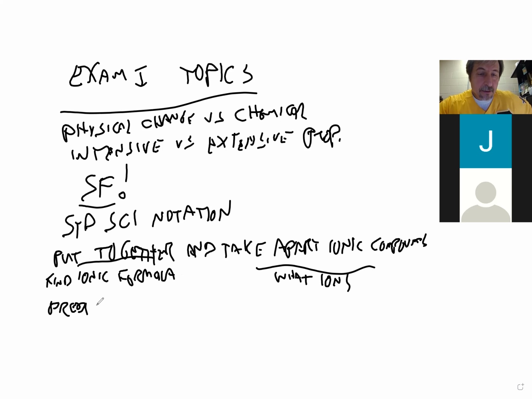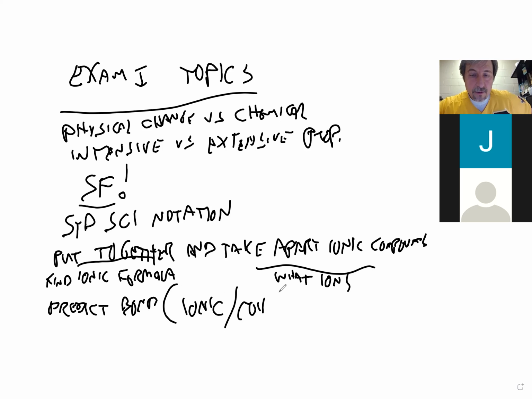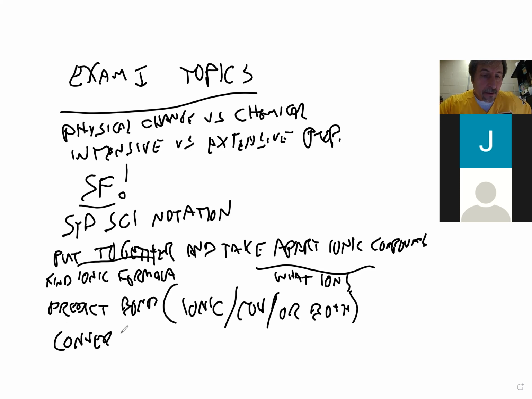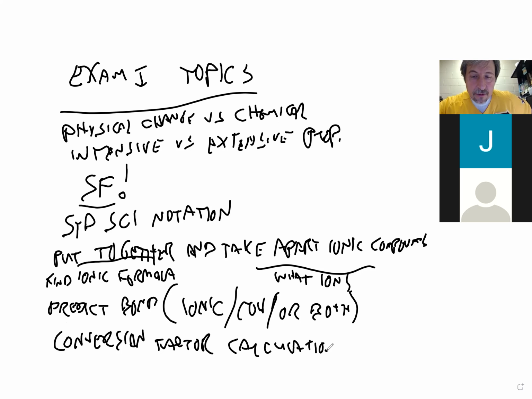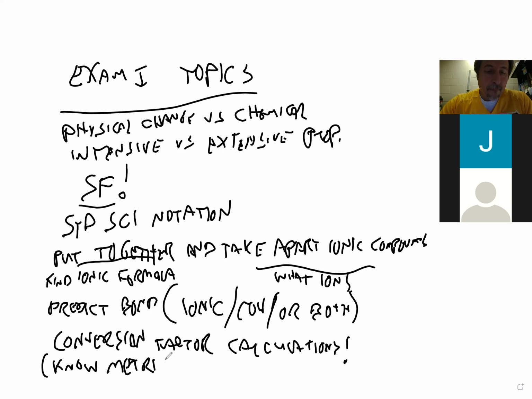You need to be able to predict the bonding. It's going to be ionic, covalent, or both. Conversion factors. Calculations. Just the stuff that we've been asking you to do. And you should know the metric to metrics. Okay. What else?